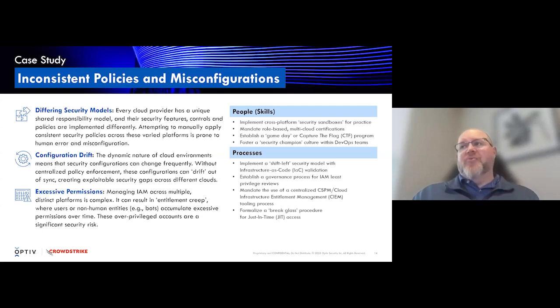So really what we need to do is implement cross-platform security sandboxes to train our people on. We need to mandate role-based multi-cloud certifications for our staff members. We need to establish game days as well as capture the flag and incident response tabletops. And we really need to foster a security champion culture within DevSecOps. Security cannot only be the security team going forward. IT ops as well as development all play a part in that, and we need to foster champions in all of those groups, as well as really dramatically change security's approach in that area.